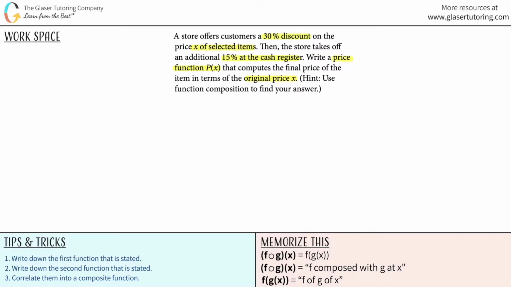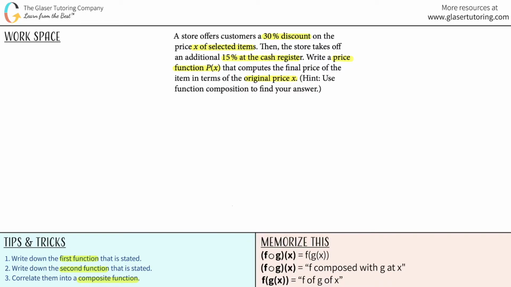Okie dokie. Sounds easy enough, right? So let's get down to it. Here on the tips and tricks, I wrote it down in steps for you as to what we're going to be doing here. Secretly, they gave you two functions in here. We have to find them. We have to write down the first function that was stated, and then we have to write the second function. And remember, with two functions, you can mesh them together to finally get a composite function.